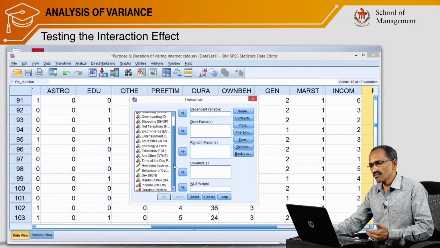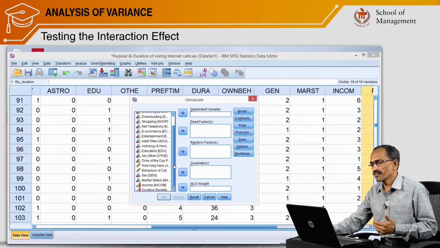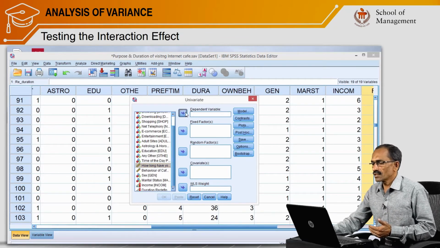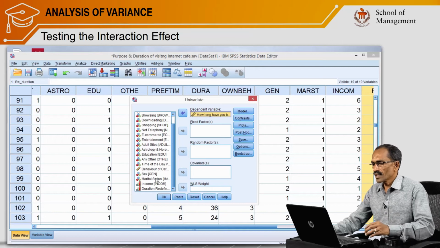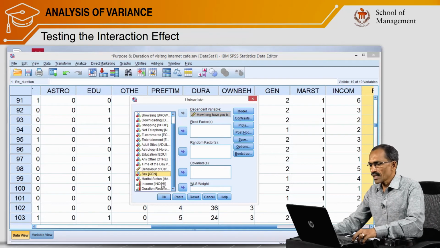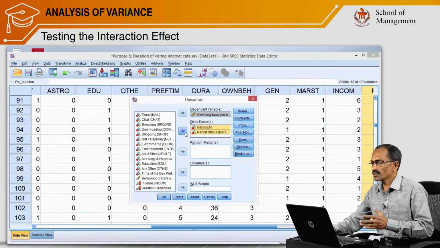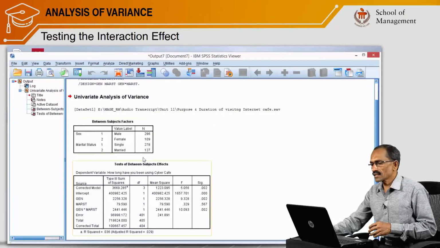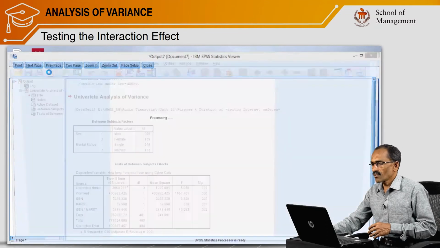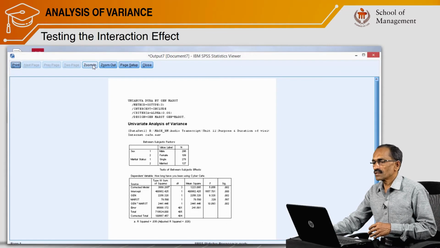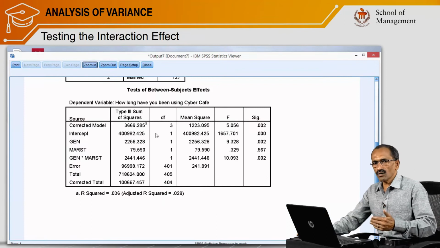Here we are examining whether there is any interaction effect between gender and marital status on the duration of cyber cafe visit. We will load the duration into the dependent variable and gender and marital status, the civil status, into fixed factors. And we will click OK. We will generate this result, and I would like to magnify it to enable you to see. Let us recall our null hypothesis.